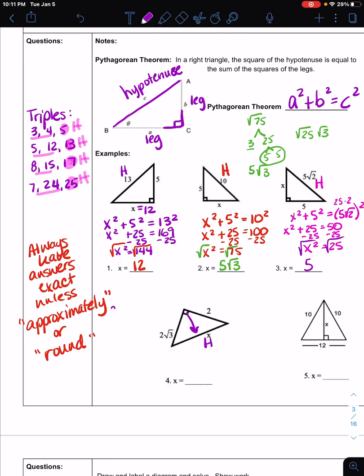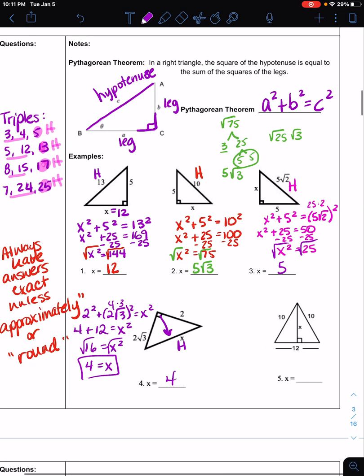Okay, so we have 2 squared plus 2 root 3 squared is equal to x squared. 2 squared is 4. Now, 2 root 3, so square the 2, you get 4. Square the root 3. Root 3 times root 3 is 3. And 4 times 3 is 12. Again, if all else fails, put it on your calculator. 4 plus 12 is 16. That's x squared. Square root both sides. x is equal to 4.